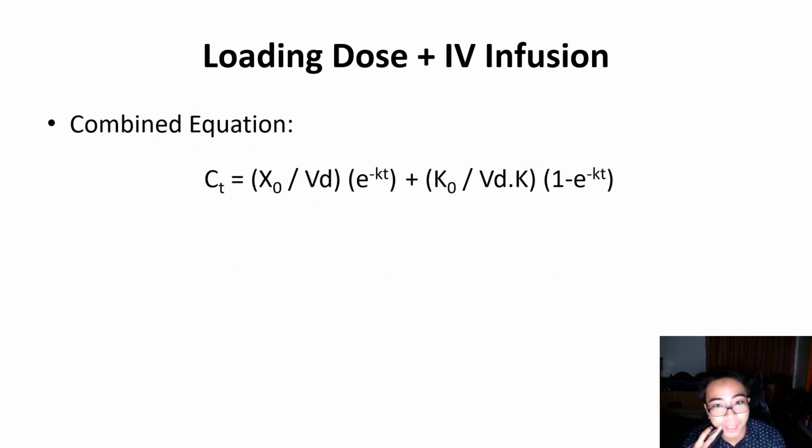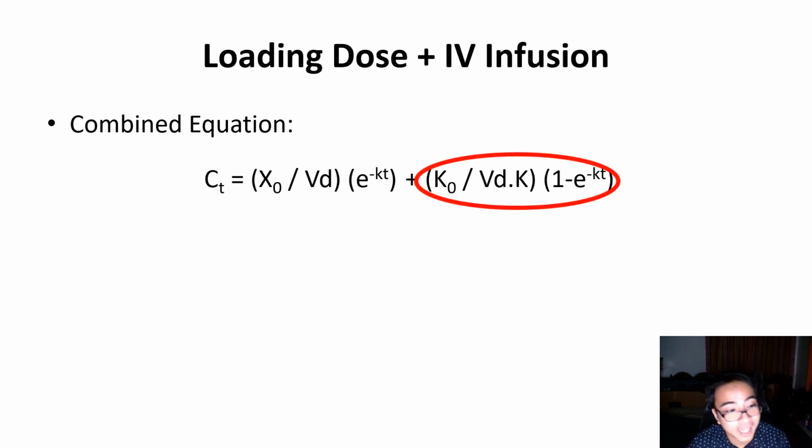Ang lalabas na formula would be ito. XO over VD times E negative KT plus KO over clearance times 1 minus E negative KT. Technically, pinagsama ko lang silang dalawa. Right, so that's the IV push, and this one's for the IV infusion. Alright? Okay. So it's a pretty straightforward equation, class.